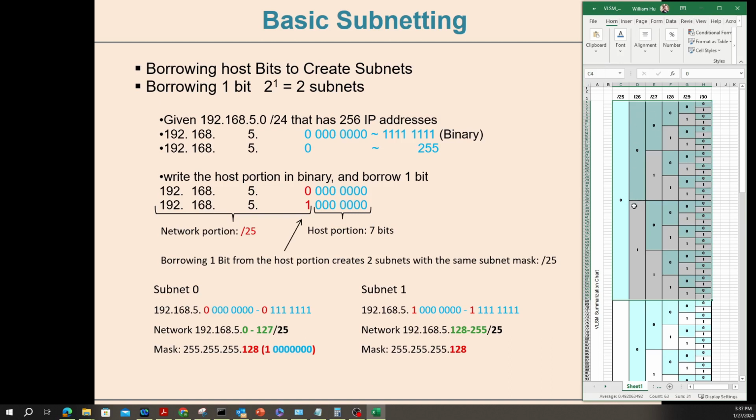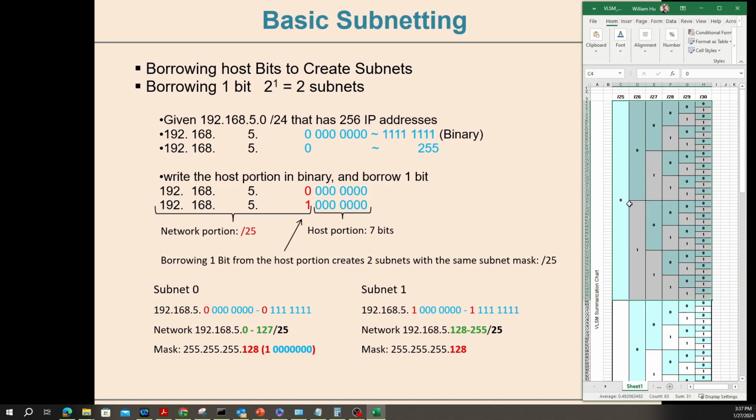That starts from 0.0000000, that's this starting IP 5.0, then going up to 01111111. That's this value. That is the first half of the given class C.